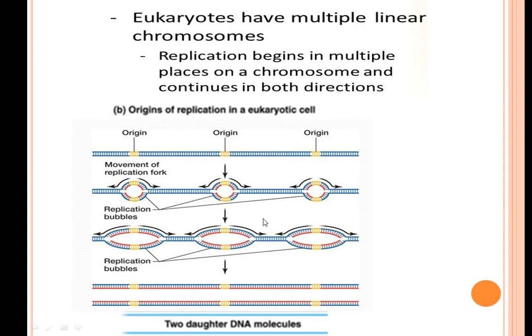Now DNA replication in eukaryotes. Eukaryotes have multiple linear chromosomes, and replication begins in multiple places on a chromosome and continues in both directions.